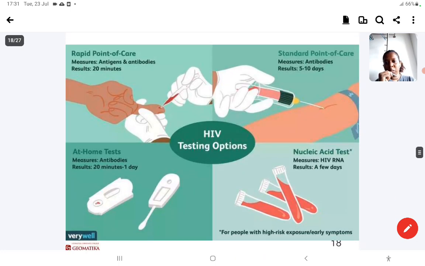Okay, next we move to the next slide. This one is based on the HIV testing options. First will be the rapid point of care, the measurement is antigen and antibody. So the result will be in 20 minutes.